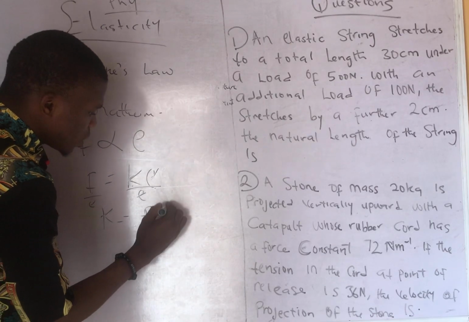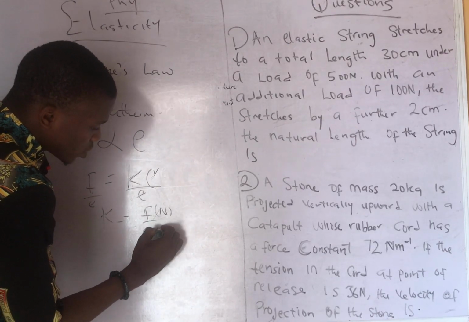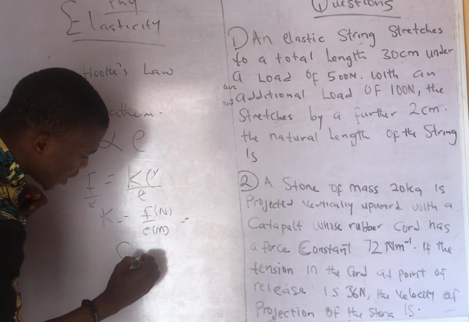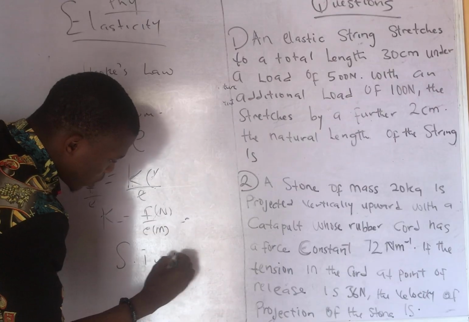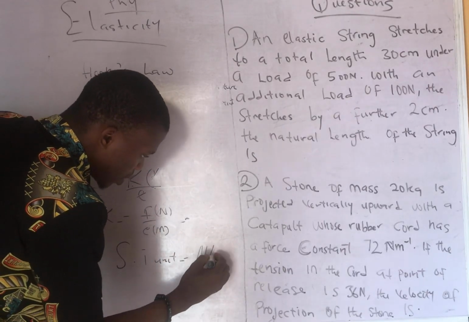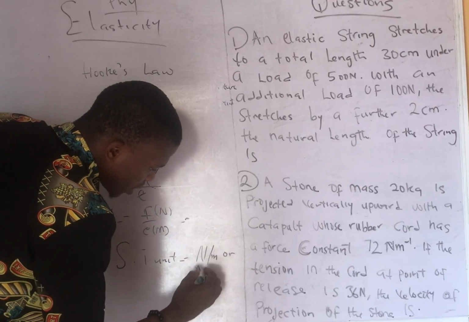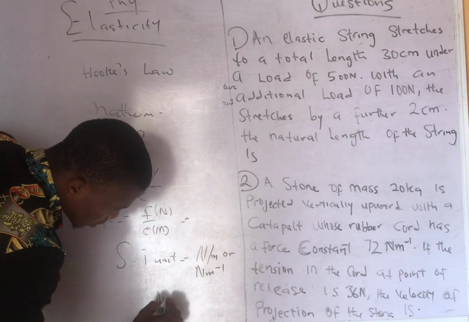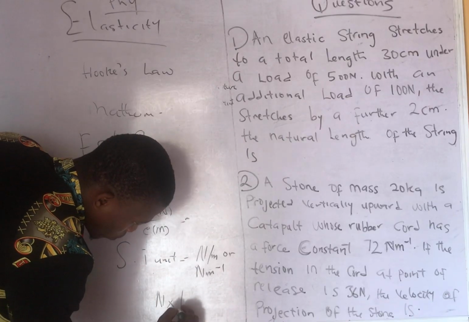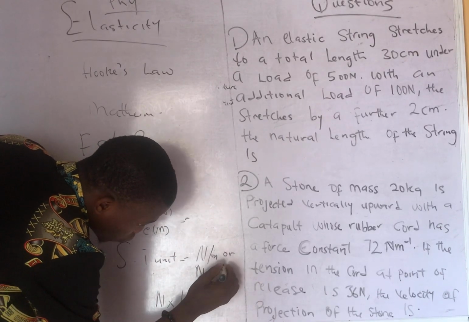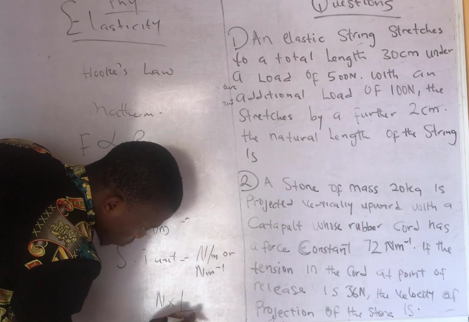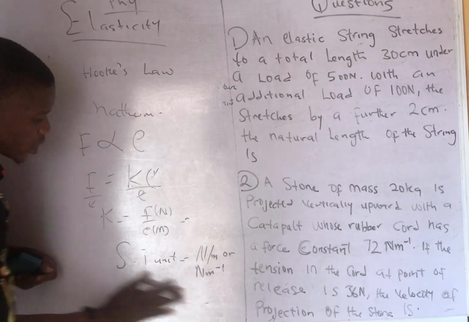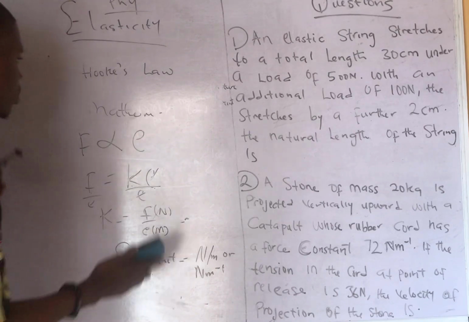Our F is in newtons, and our extension is in meters. So the SI unit of k is newton per meter, or newton meter raised to the power minus one. Minus one is the same thing as times one over m. That's the meaning of raised to the power minus one. So that's what has been said for Hooke's law.